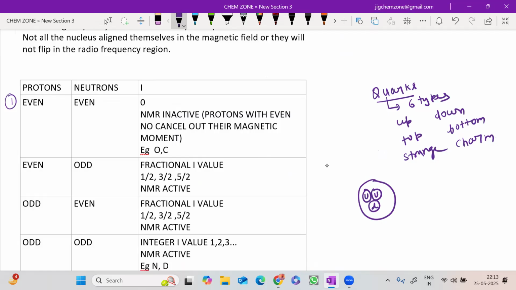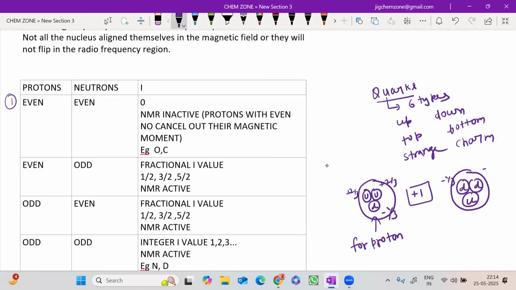And the charge on up is 2 by 3, while on down is minus 1 by 3. If you calculate the total charge of the quarks, you will get plus 1. This is for proton. But for neutron, there are 2 down quarks and 1 up quark. Here the total charge is 0.